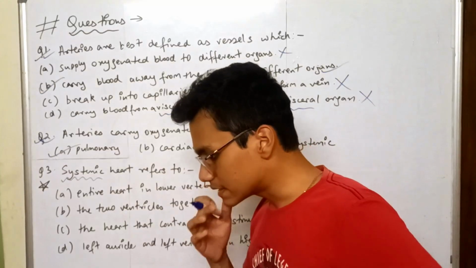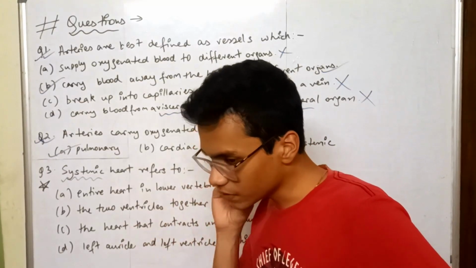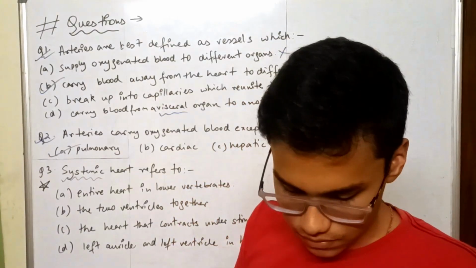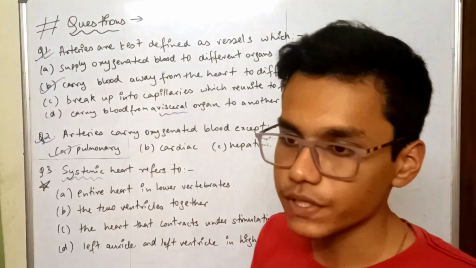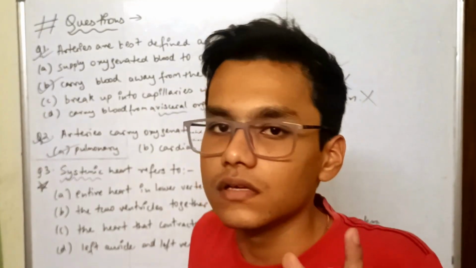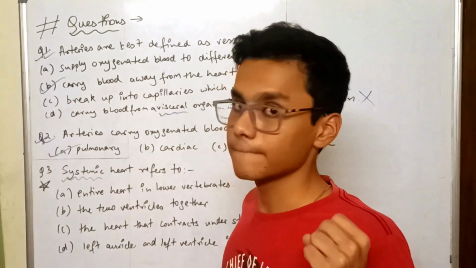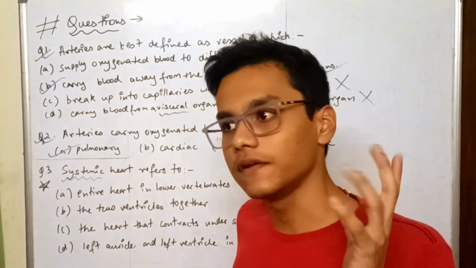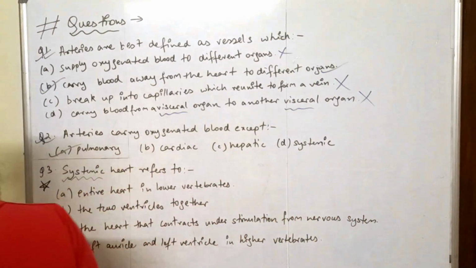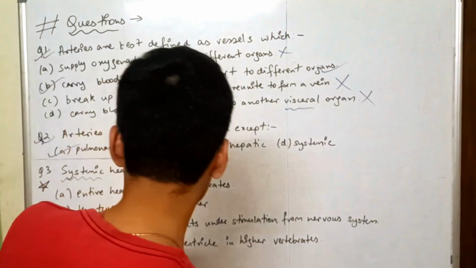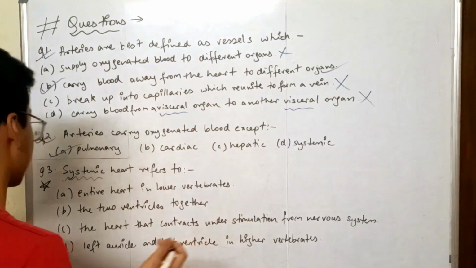Now, like I told you, if the word systemic is ringing any bell in your mind, it is at the point where I gave you the extra information towards the ending. I told you that there are two types of circulation, pulmonary and systemic. Recall the word systemic. Okay.